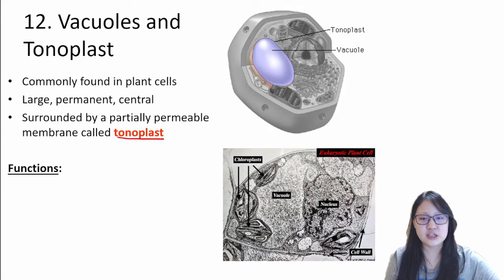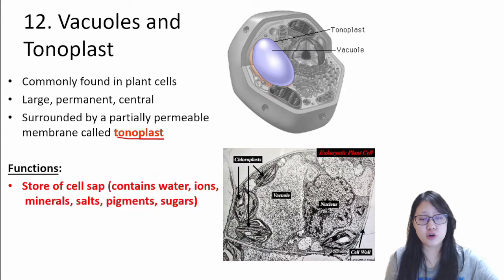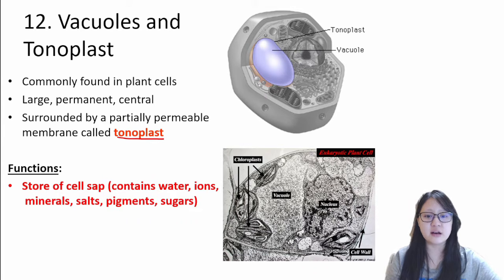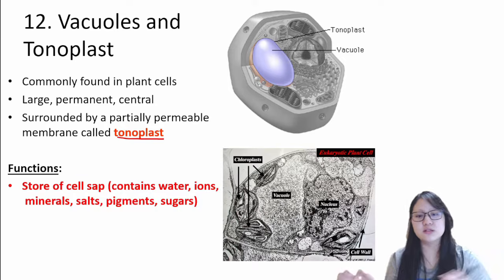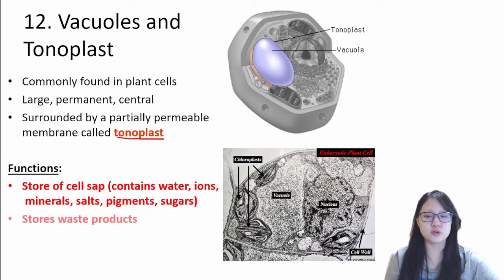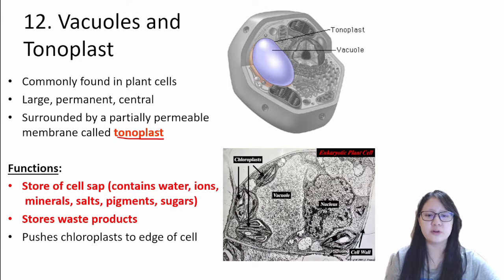Now, what is its function? This is storage. So this is not very different from SPM and IG, storage of cell sap, which contains water and all these other solutes, ions, minerals, salts, pigments, sugars, etc. It also stores waste products for the cells, keeps it separate from the rest of the organelles, keeps it from interfering with other reactions maybe.